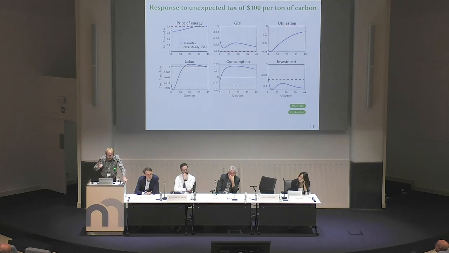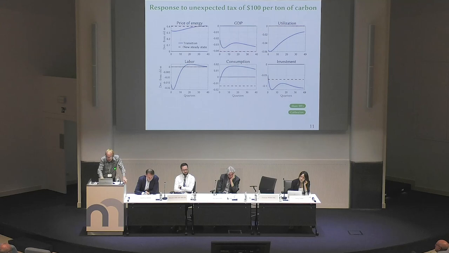drop in investment. Consumption temporarily goes up, and that's an intertemporal effect because the capital stock is still plentiful in the short run. It's going to be low in the long run, so consumption from an intertemporal point of view is relatively cheap. And so that's why consumption still goes up in the short run. Okay, so that's the aggregate picture.